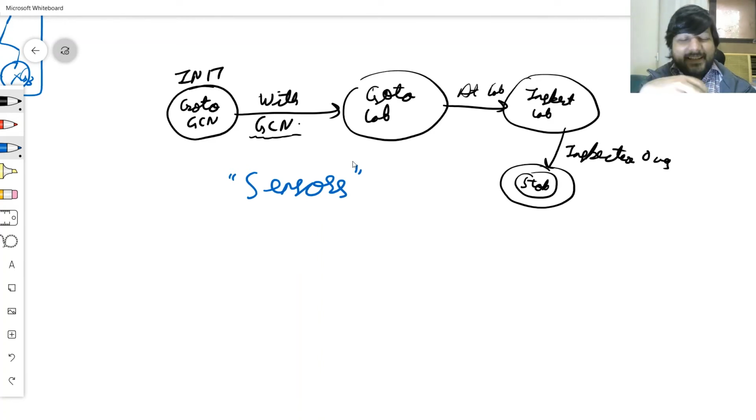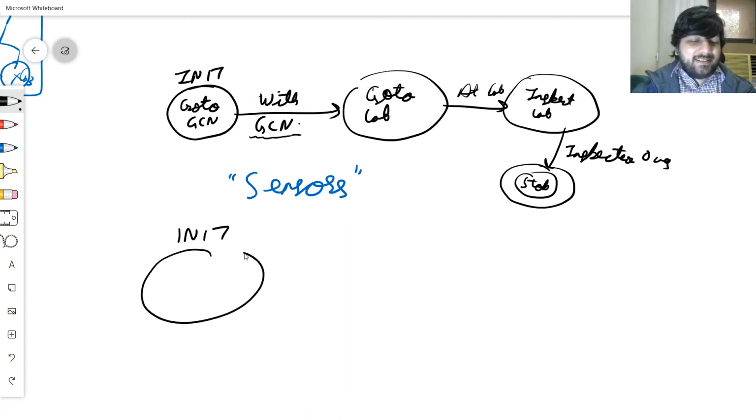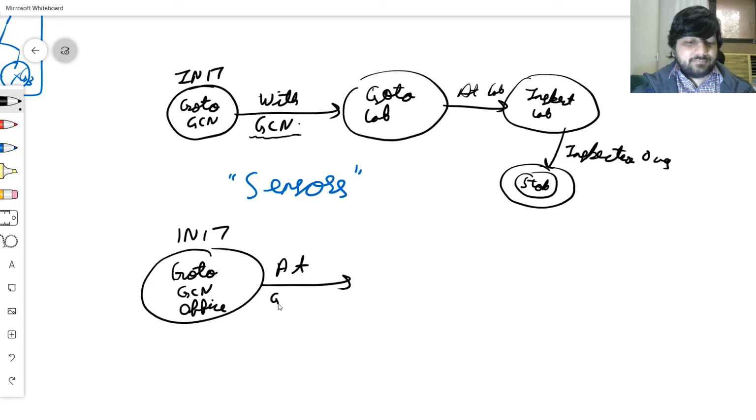So my colleague is at his usual venue, talk. He's not there at his usual venue, go to the classroom, talk. So let's try to model sensors in this simple behavior. So I again go init. This time I say go to his office. Okay.